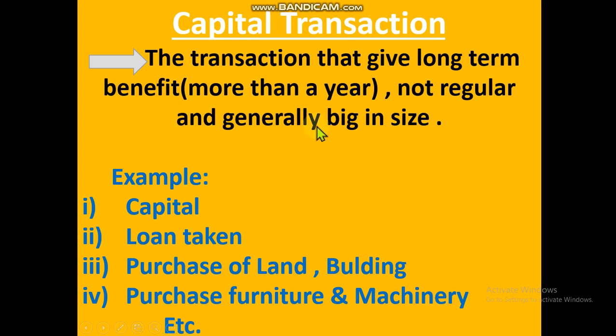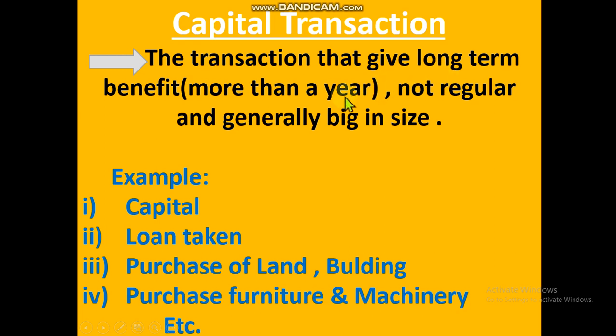Let's come to the next topic. Dear student, capital transaction: the transaction that gives long-term benefit of more than a year, is not regular, and is generally big in size. That means there are three main characteristics of this type of transaction. Number one, this type of transaction will give us long-term benefit. That means more than a year.